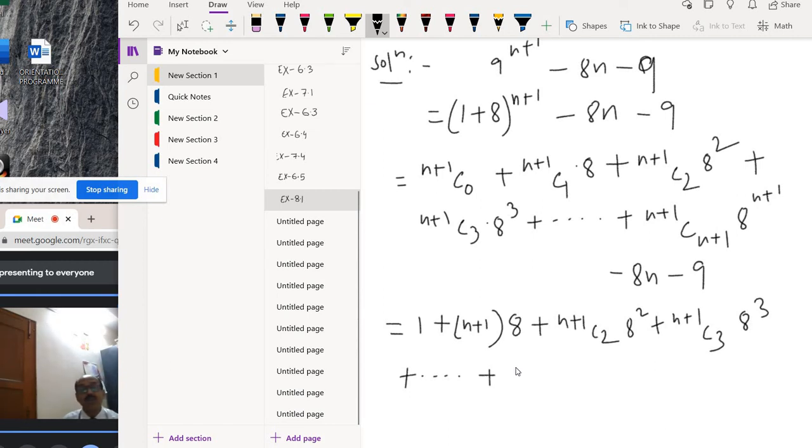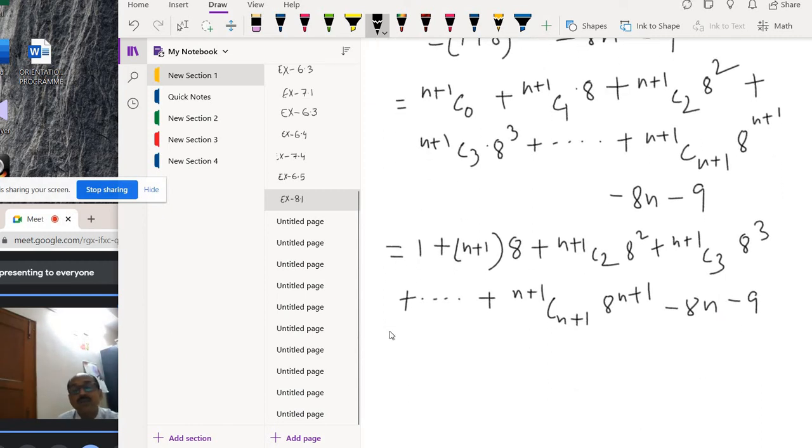So actually what is the value? n plus 1 C n plus 1 is n plus 1 factorial by n plus 1 factorial into this minus this, that is 0 factorial, it is 1. So it is 1 only. So 8 to the power n plus 1, because of the question n plus 1 C n plus 1, 8 to the power n plus 1 minus 8n minus 9.